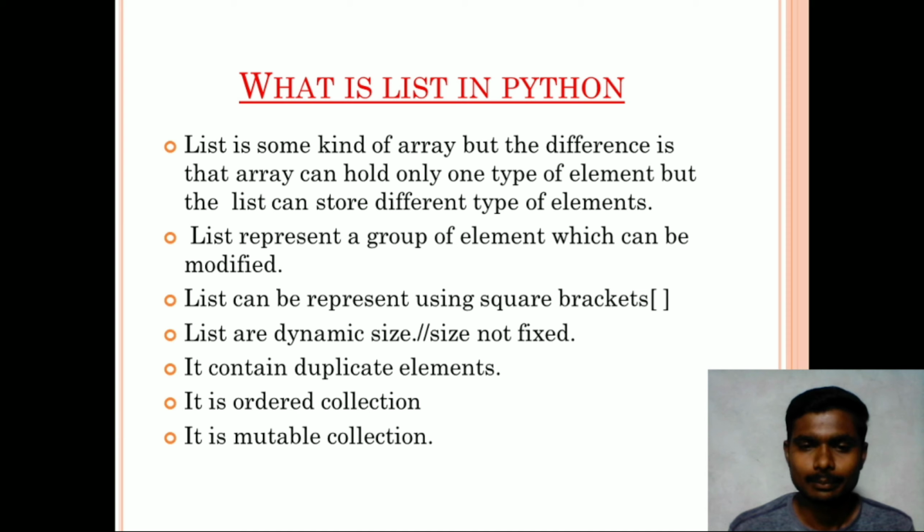Lists are dynamically typed, meaning the size of a list is not fixed. We can take any number of elements in a list. It contains duplicate elements, that means we can enter the same element again and again. It is an ordered collection, that means we will get elements in the same order in which we have written them. It is a mutable collection, that means we can add elements, update, and delete elements from a list. So we will see some operations on list.